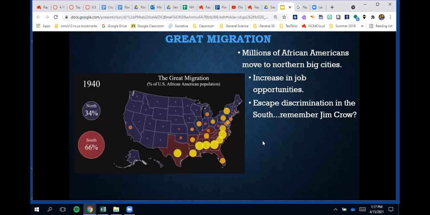So after this time, after slavery is illegal and after Jim Crow laws start to get passed, think about the Wilmington riot. So if you don't have written down what the Great Migration is: millions of African Americans are moving to other parts of the country, especially big cities up north.